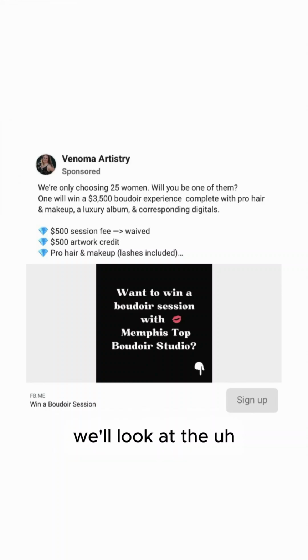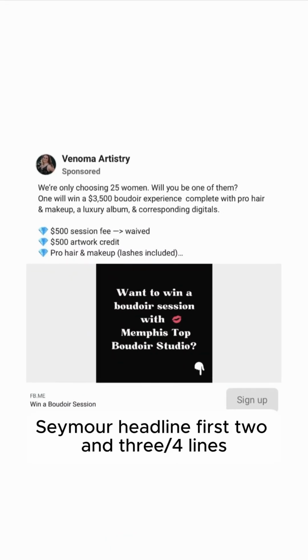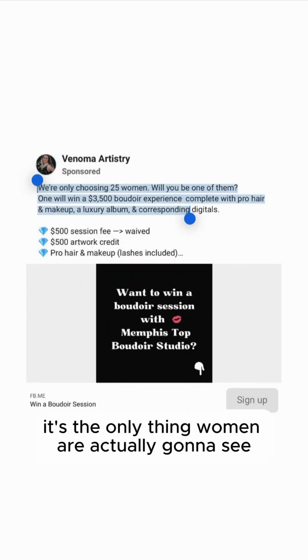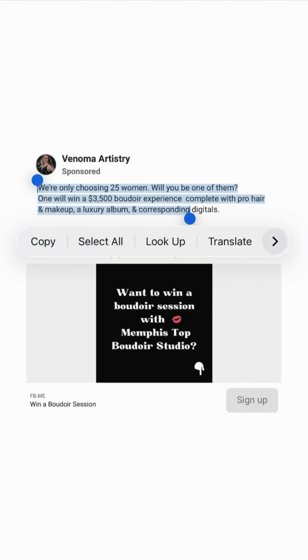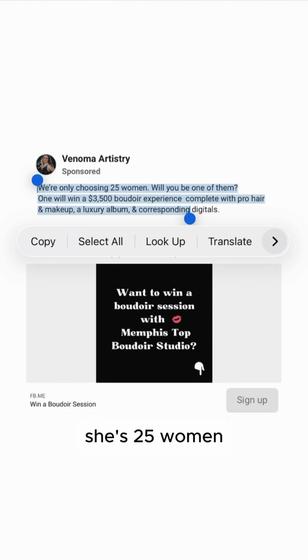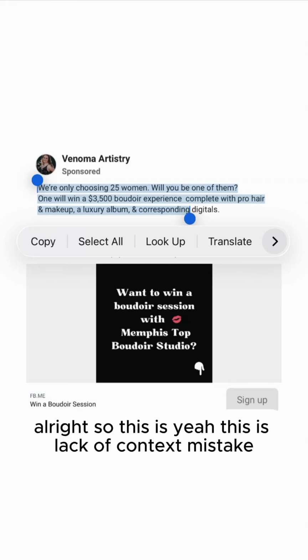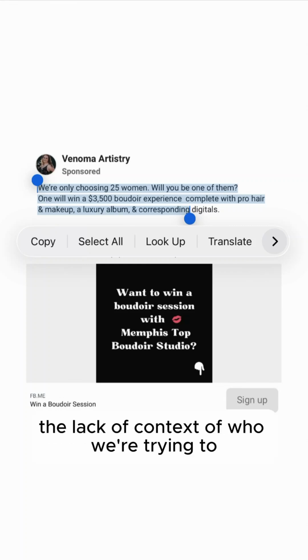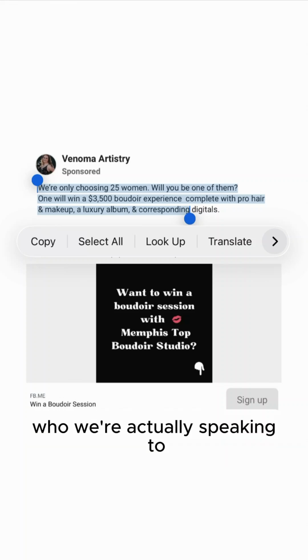Finally, we'll look at the see more headline, the first 2 3/4 lines on the Facebook newsfeed on mobile. It's the only thing women are actually going to see on the newsfeed. And here's what we got. We're only choosing 25 women. All right, so this is a lack of context mistake. The false belief is about the lack of context of who we're actually speaking to.